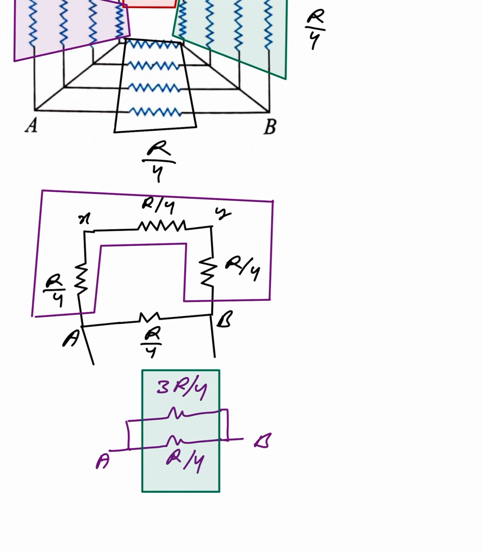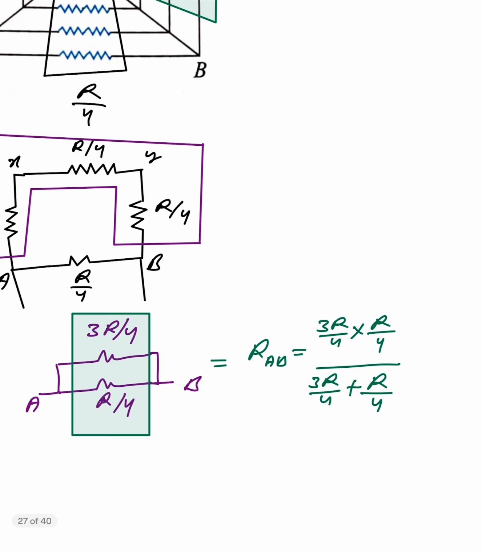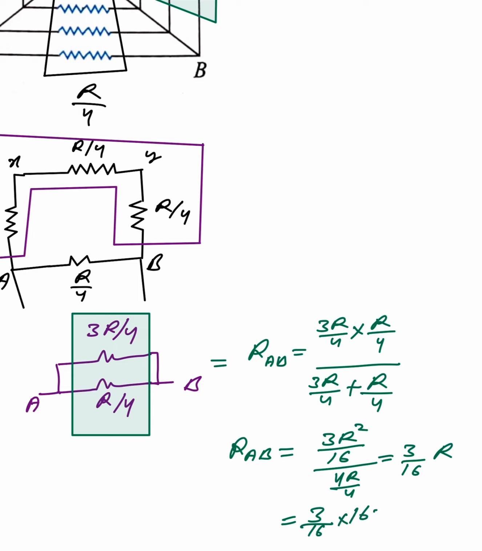So what about the representation of this? What about the net resultant? R of AB is written as 3R by 4 into R by 4 divided by 3R by 4 plus R by 4. If two resistances are parallel, then R1 R2 divided by R1 plus R2. So R of AB is written as 3R by 16 divided by 4R by 4. So we got 3 by 16 into R, and according to the question, R is 16. So the final answer is 3 ohm. So R of AB is 3 ohm.